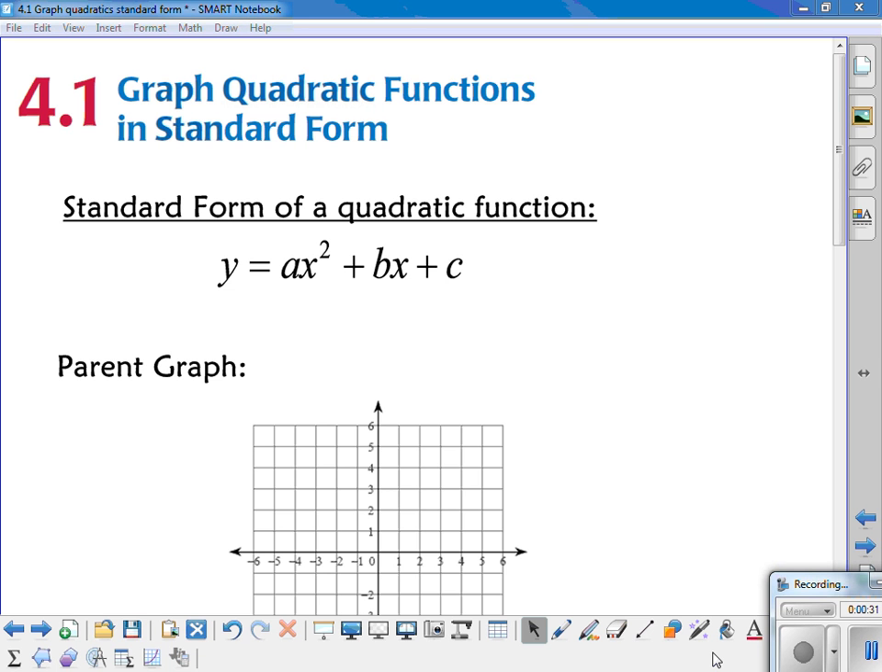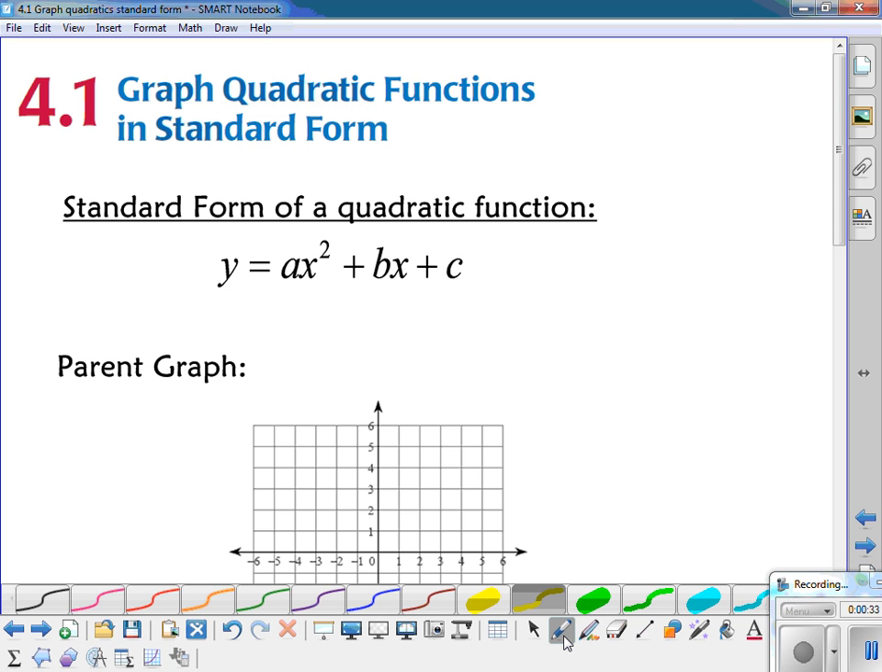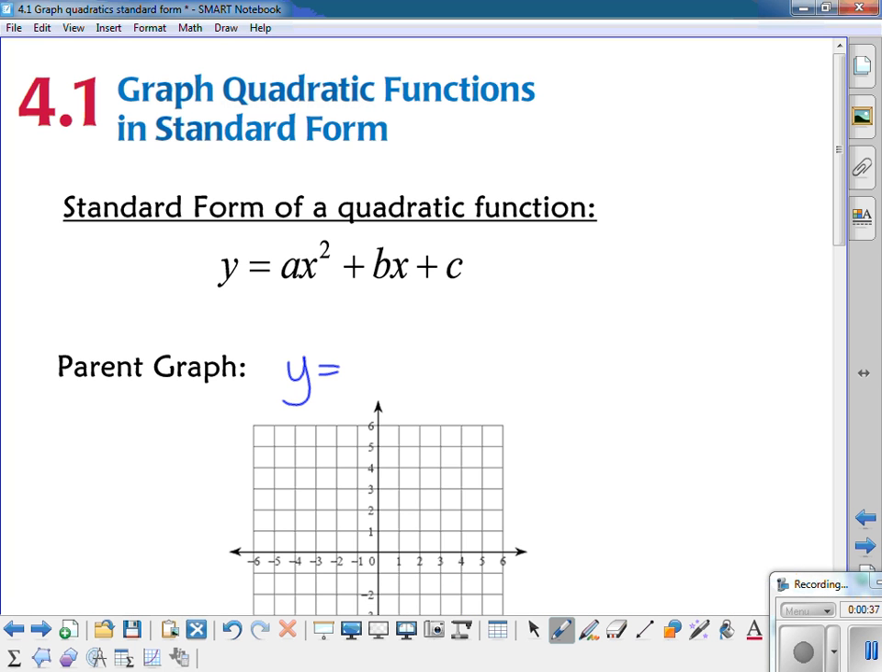So when I have a quadratic function, my parent graph is going to be y equals x squared. That's the most basic quadratic function that we have. And I can make myself a little table here to get some points. If I take -2 and square it, what's -2 times -2?